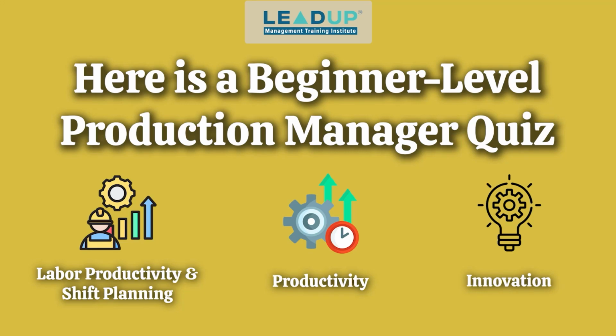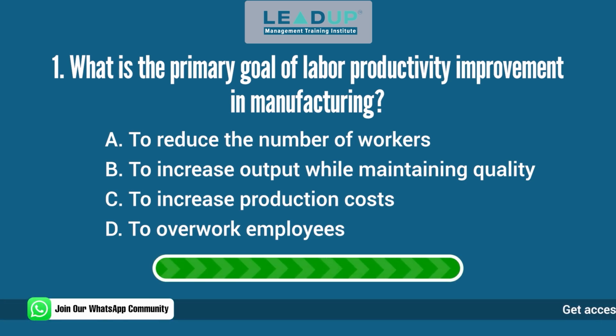Here is a beginner-level production manager quiz that covers labor productivity and shift planning, productivity and efficiency metrics improvement, and innovation and continuous improvement. Let's go. Question 1. What is the primary goal of labor productivity improvement in manufacturing?